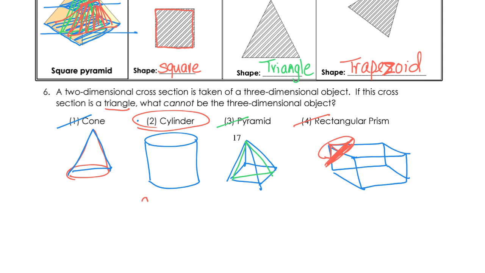With a cylinder, you can get a circle. If you go horizontal, you can get a rectangle. If you go vertical, you can get an ellipse if you go at a diagonal, or you can get a parabola if you go at a diagonal to the base. But notice that there's no triangle in a cylinder.